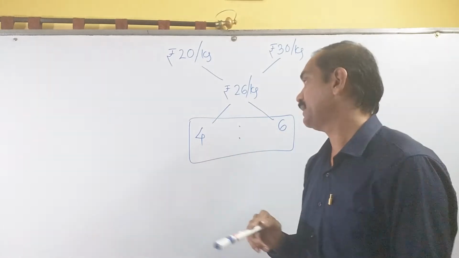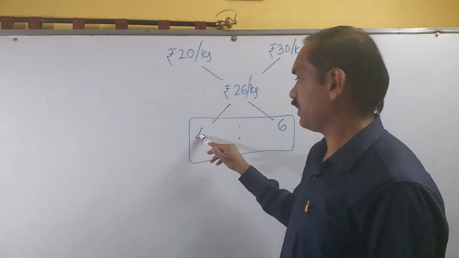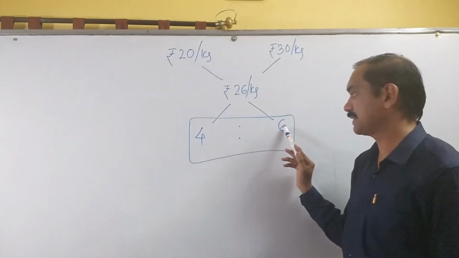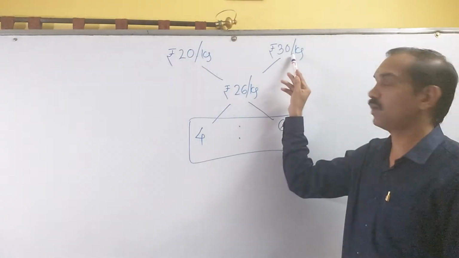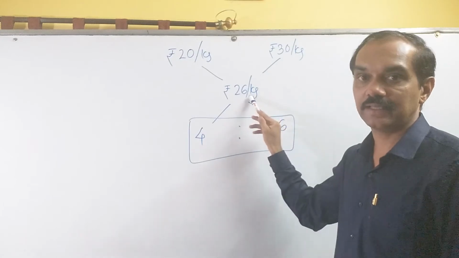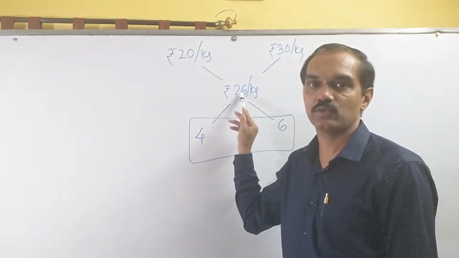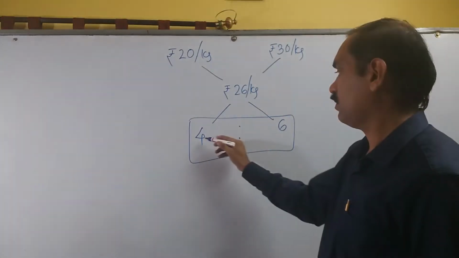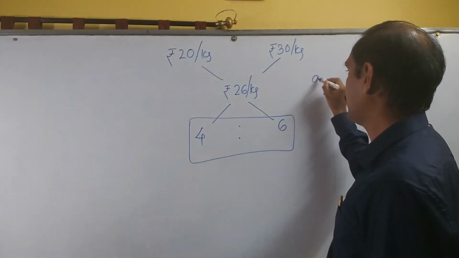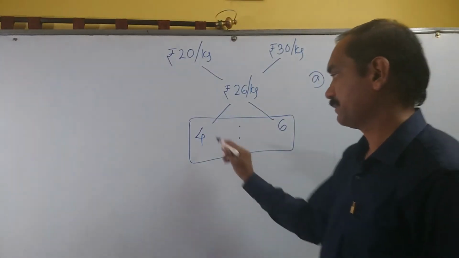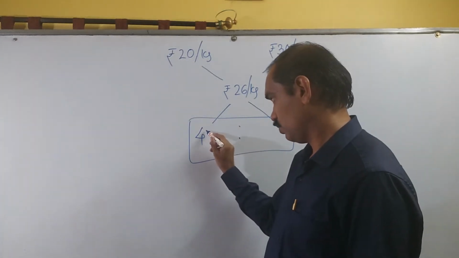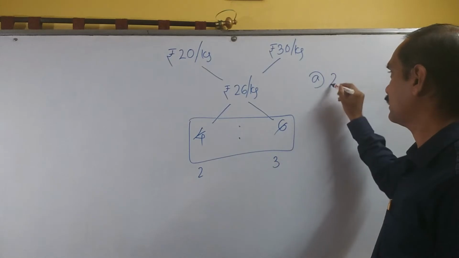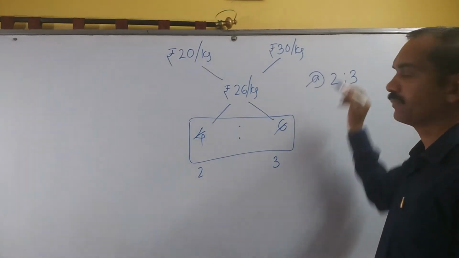What exactly this means? If you mix 4 kg of this quality, you will have to mix 6 kg rice of this quality. Only then you can sell that mixture at this price, 26 rupees per kg. Right? So before marking the final answer, see to it that you cancel them. 2 twos are, 2 threes are. The final answer is 2 is to 3.